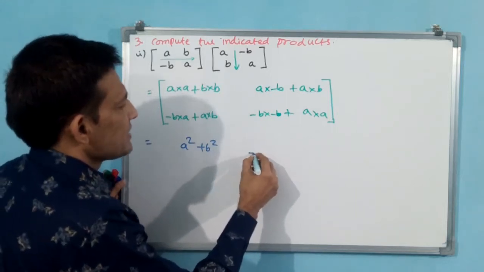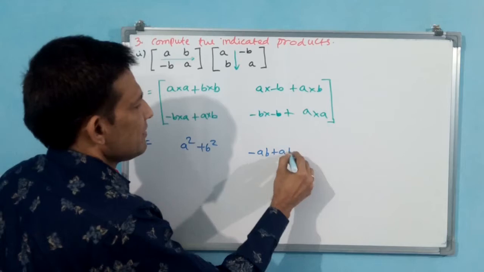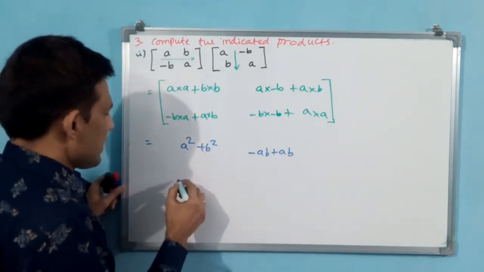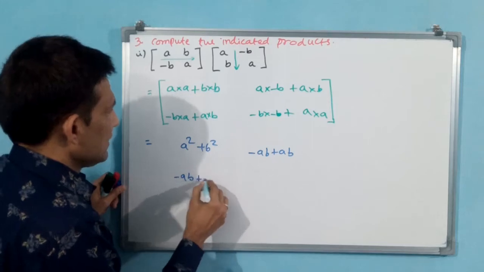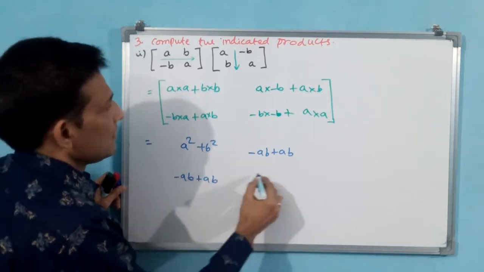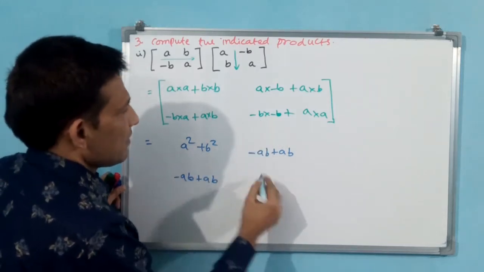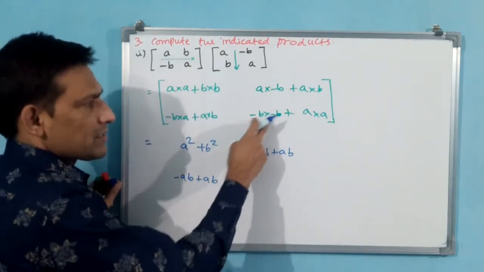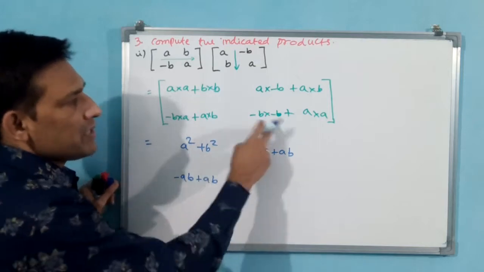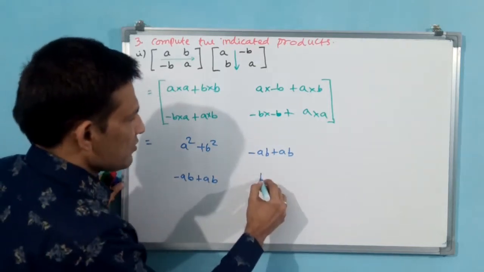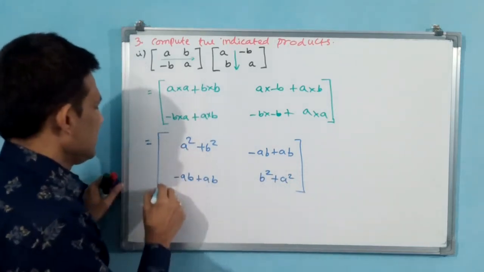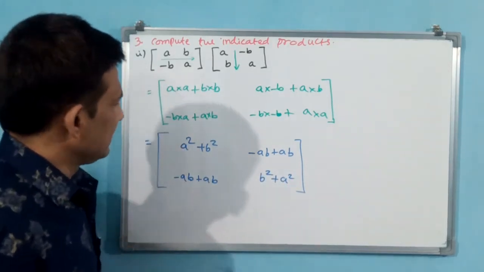Or shall I write first minus AB plus AB? Minus AB plus AB. Next step we are going to cancel it. Here also minus AB plus AB. Here minus B square. See, minus B into minus B does not mean minus B square. Minus is also going to get multiplied and B is also going to get multiplied. That means B square plus A square. That you have to keep in mind.